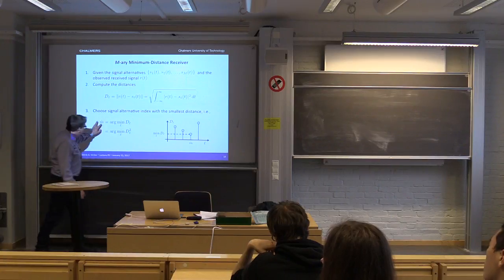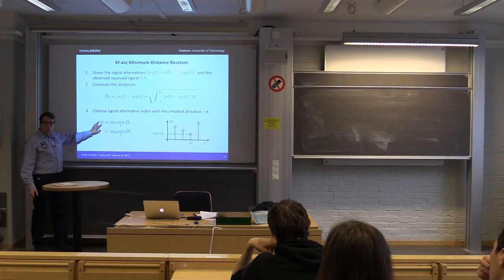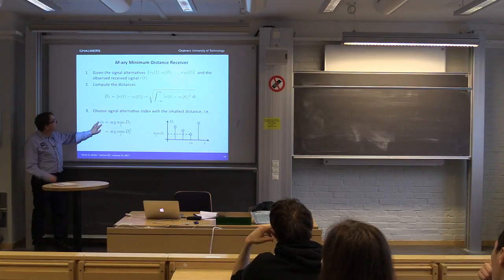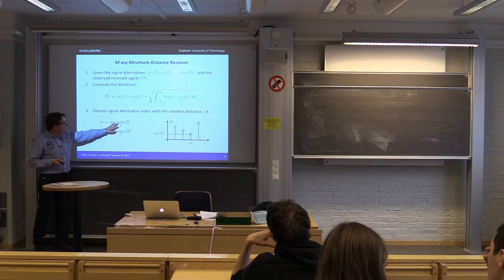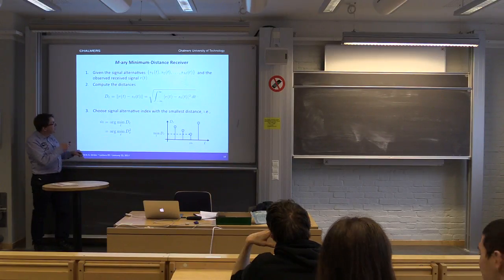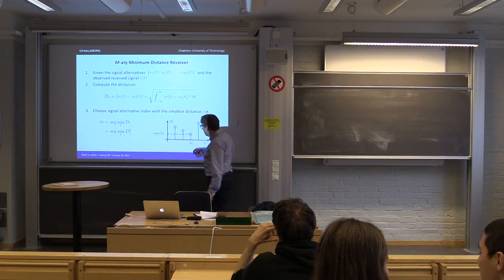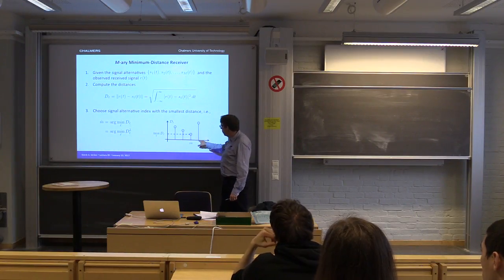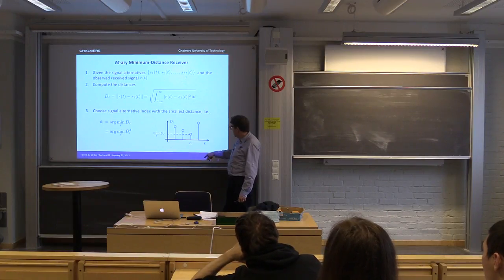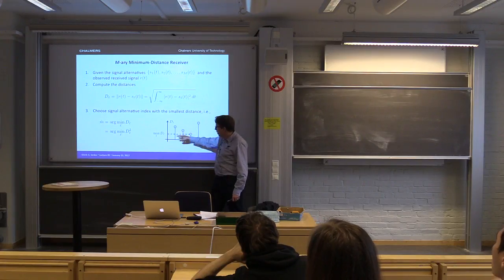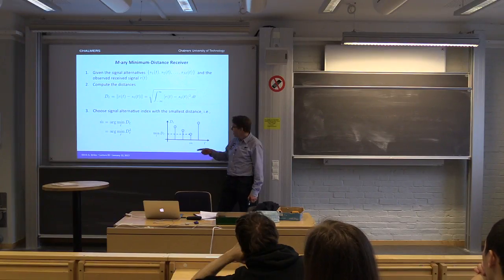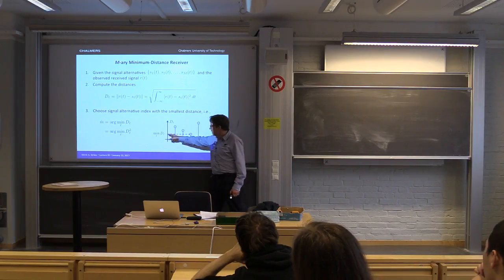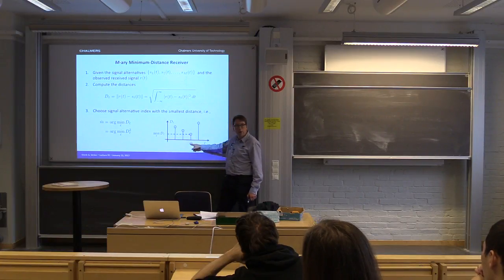What we are looking for here is m hat, which is the index of the signal alternative we think has been transmitted. It's the arg min of d_L, where d_L are these distances. If we plot them, we have 1, 2, 3, 4 in this case, so capital M is equal to 4, plotted as a function of L. Then we search among those until we find the minimum distance. We don't care about the value of the minimum distance. We only care about its index, L, if you like, and that is what we call m hat.